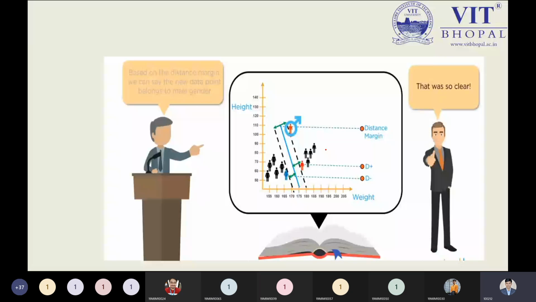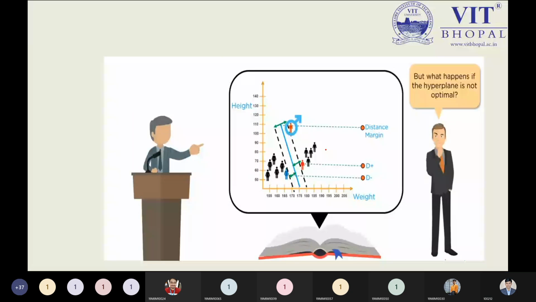Yes, sir. Okay, so this is just an idea of what the support vector machine is, by taking the example of deciding or predicting the gender of a newly inputted person, whether male or female. That is my point. But again, we have so many questions. What if the hyperplane is not optimal? How do we decide the hyperplane is optimal? Like this one.